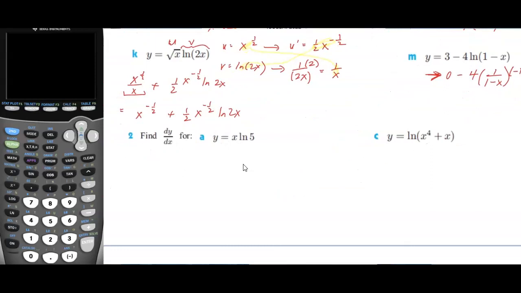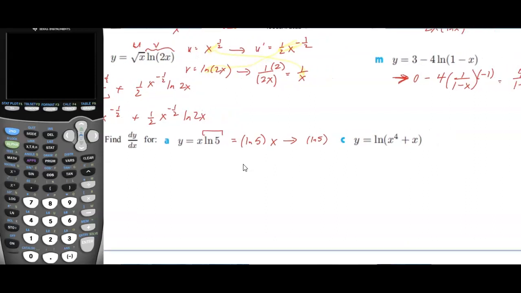Find the dy dx for y equals x times natural log of 5. Now, when you look at this, you might think, oh, it's product rule. I got a u, I got a v, but remember, natural log of 5 is just a number. So it's just a coefficient. So basically, this is not a natural log problem. You have natural log of 5, which is just a number. Maybe it's like 1.5 or something, times x. What's the derivative of a number times x? The number. That's the answer. Natural log of 5. Done.